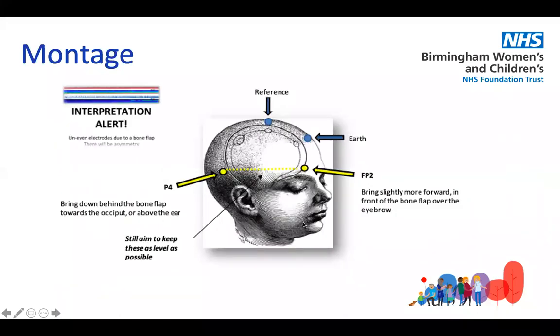We have lots of guidelines that give us slightly different montages on how to place your electrodes in children, for example, that have bone flaps, because it can be very tricky to interpret what you're seeing if you alter your montage in a way that gives you any degree of asymmetry.